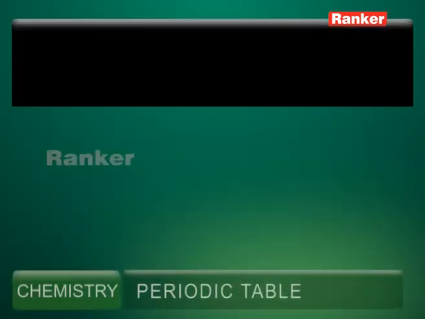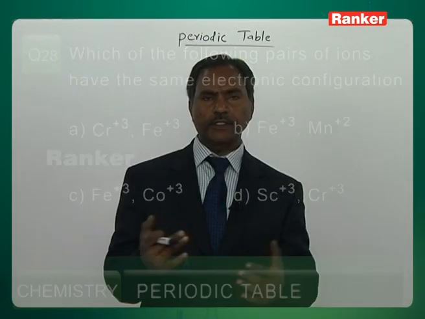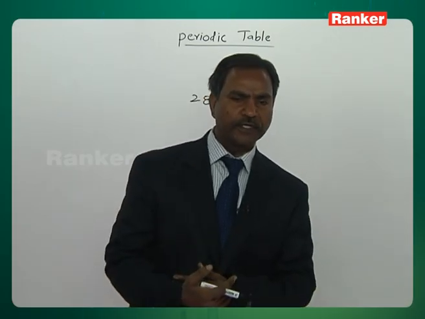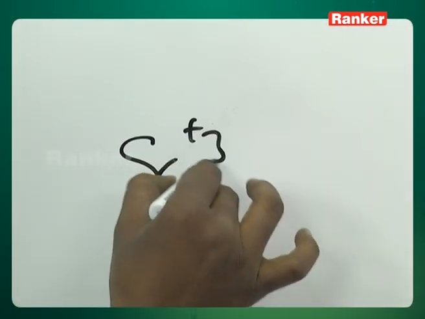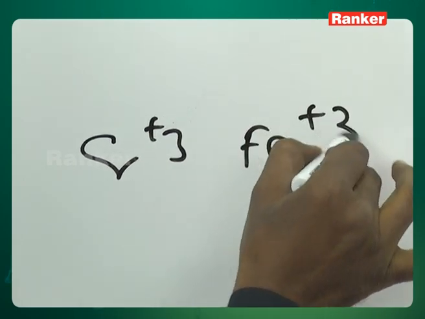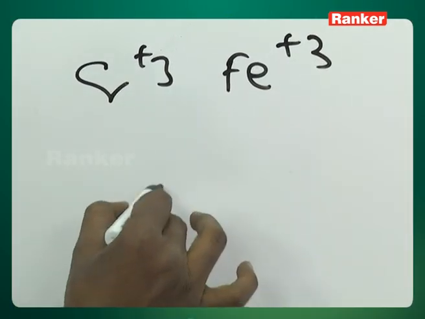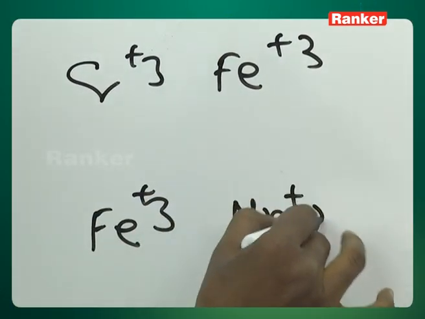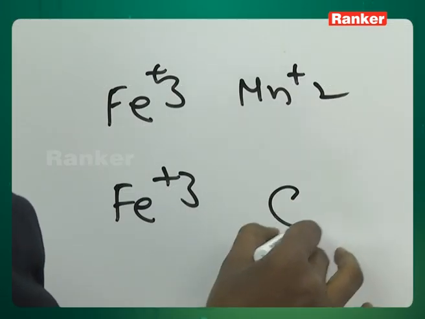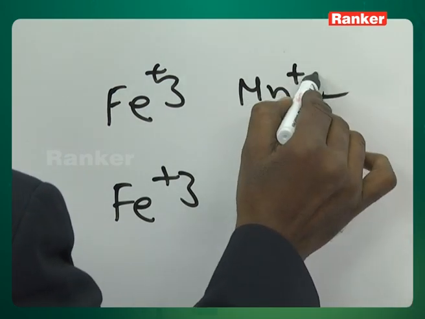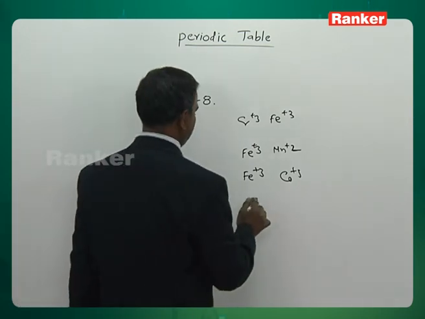Question number 28. Which of the following pairs of ions have the same electronic configuration? Means isoelectronic. Let us see the options. A is what? Chromium plus 3, Fe plus 3. Option B is what? Fe plus 3, Mn plus 2. Option C, Fe plus 3, cobalt plus 3. Option D is scandium plus 3, chromium plus 3.